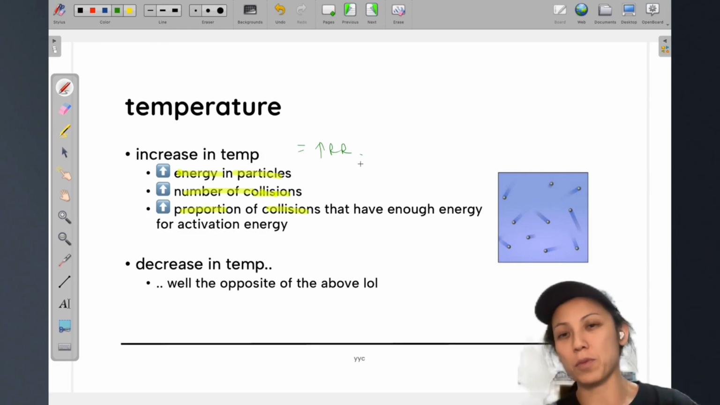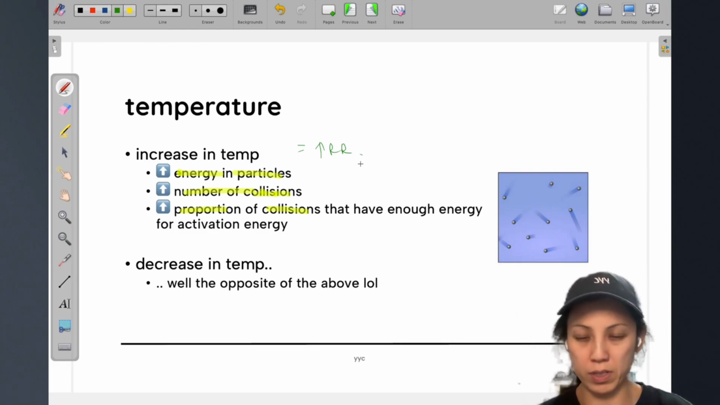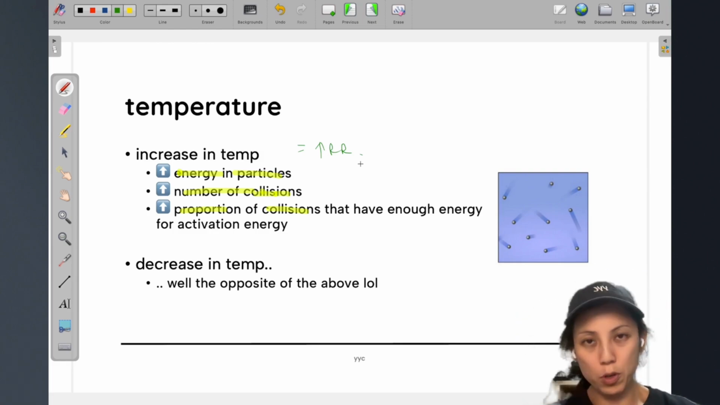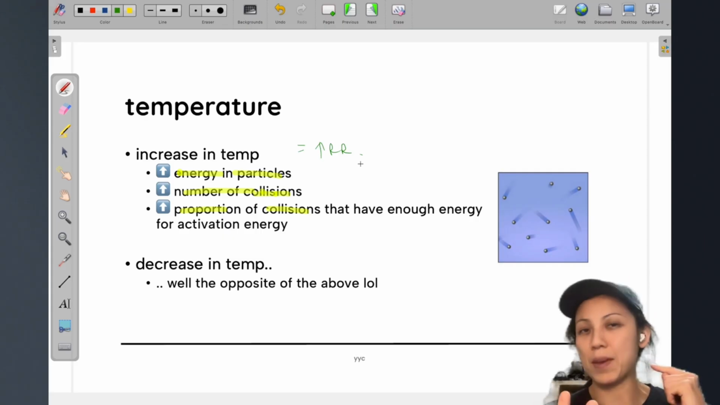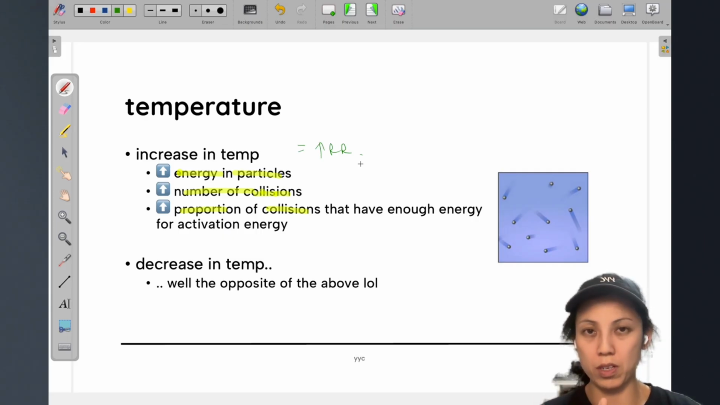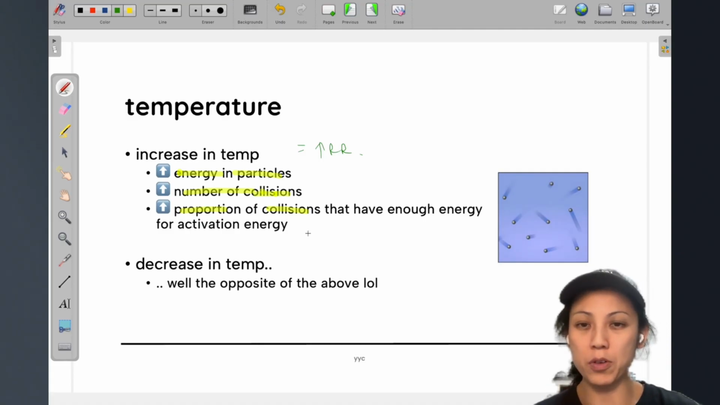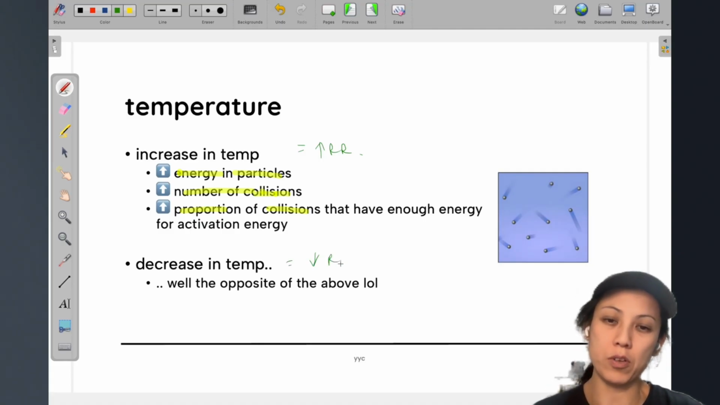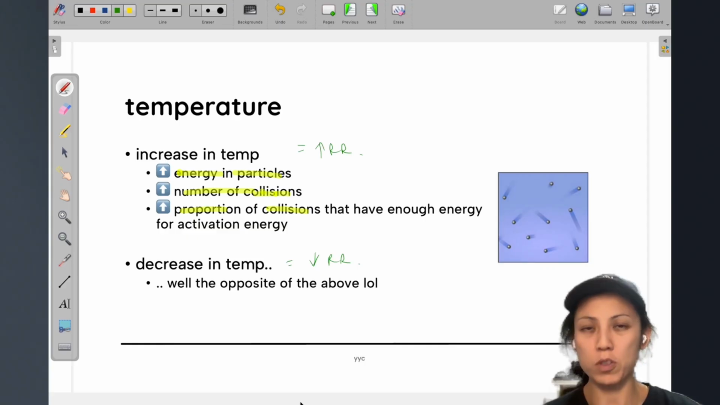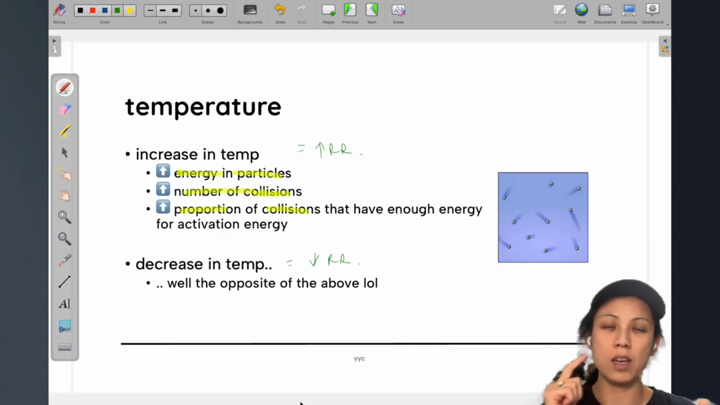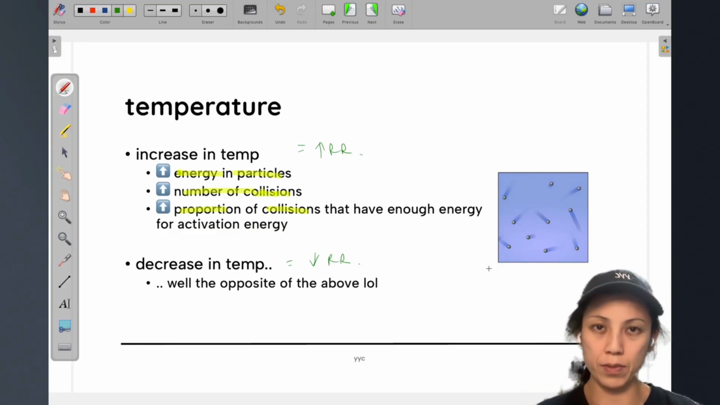Let's look at the flip side. Well, if I decrease the temperature, everything's opposite. You have less energy in the particles, they move a lot less, they collide a lot less, and they probably don't have enough energy to meet and satisfy the activation energy, which means when you decrease the temperature, you're going to decrease the rate of reaction. So just think about it in terms of collisions, energy, orientation. If you can impact those, you can impact the rate of reaction.